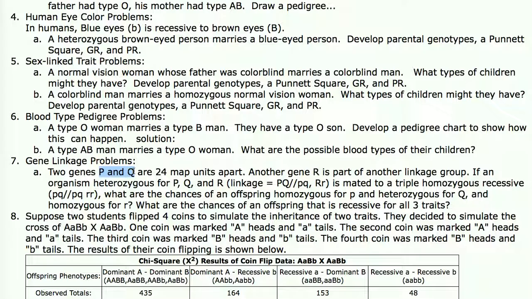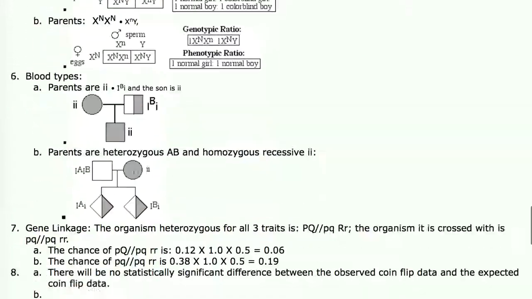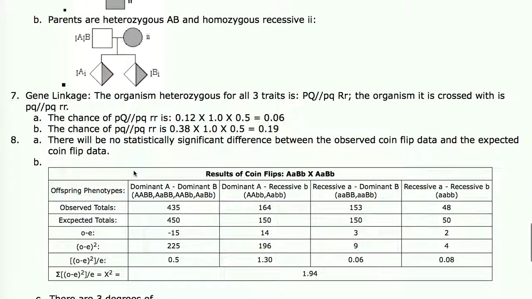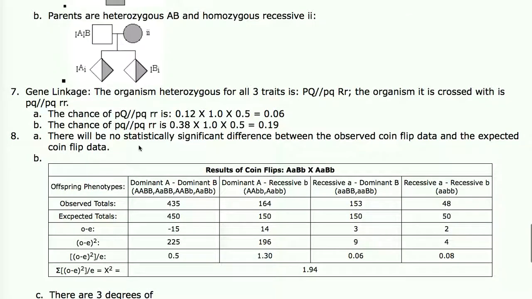Now, this one gets kind of complicated, so let's go back down. I think I have it all worked out for you. The linkage groups of this parent are the dominant P and Q linked together, and they are 24 map units apart. So that means that 24% of the time crossing over will occur, and big P can end up with little q in an offspring, or big Q can end up with little p.